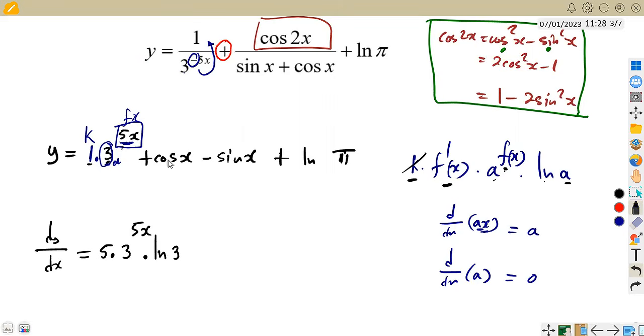All right, we move on to the cosine of x. This one is direct from your formula sheet. The derivative of cosine x is negative sine x. The sine of x gives us cos, but there's a negative here, so it's going to be negative cosine of x. Then, like I said, ln pi. Pi is a constant. The derivative of a constant gives us a 0. So this one is going to give us a 0 at the end. All right, so this is what you're going to have at the end. That is 5 times 3 to the exponent of 5x times ln of 3 minus sine x minus cos x plus a 0.